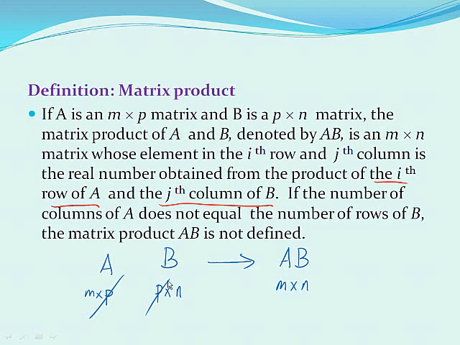Suppose A is M by P and B is a matrix of size P by N. If we cancel these middle numbers, which are equal for them to be multiplied, what is left will be the size of the product. So A is M by P and B is P by N means product AB is defined and it will have a size M by N.